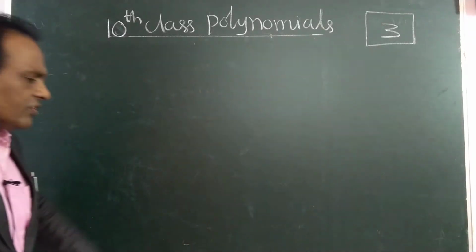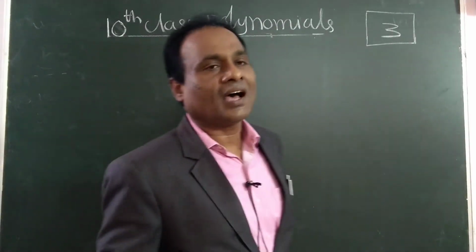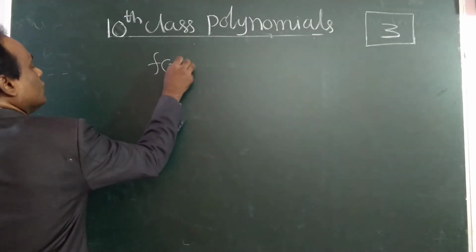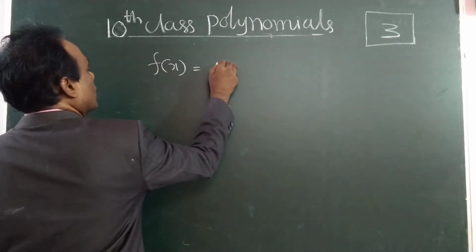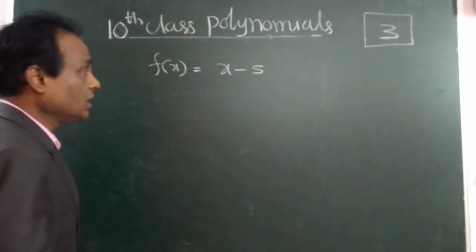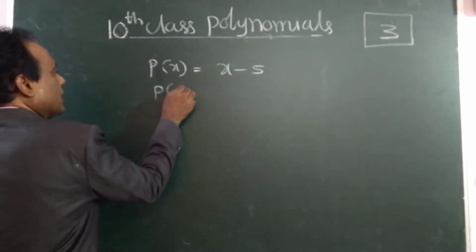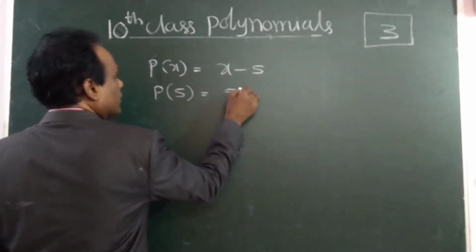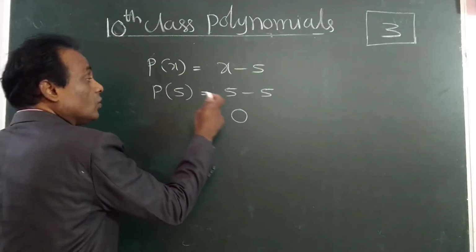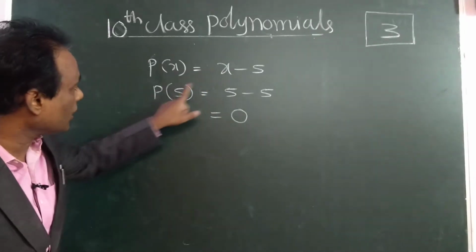So in the polynomials, we completed the first exercise, and now I am going to the second exercise. For that, I will just remind you the concept of zero of a polynomial. See here. This is the function. If we take, say this is a polynomial, say p. Suppose if I am taking 5 here, x is 5, 5 minus 5 is 0. So for a particular x value, if the answer is 0, then this is called the zero of the polynomial. So the zero of this polynomial is 5.